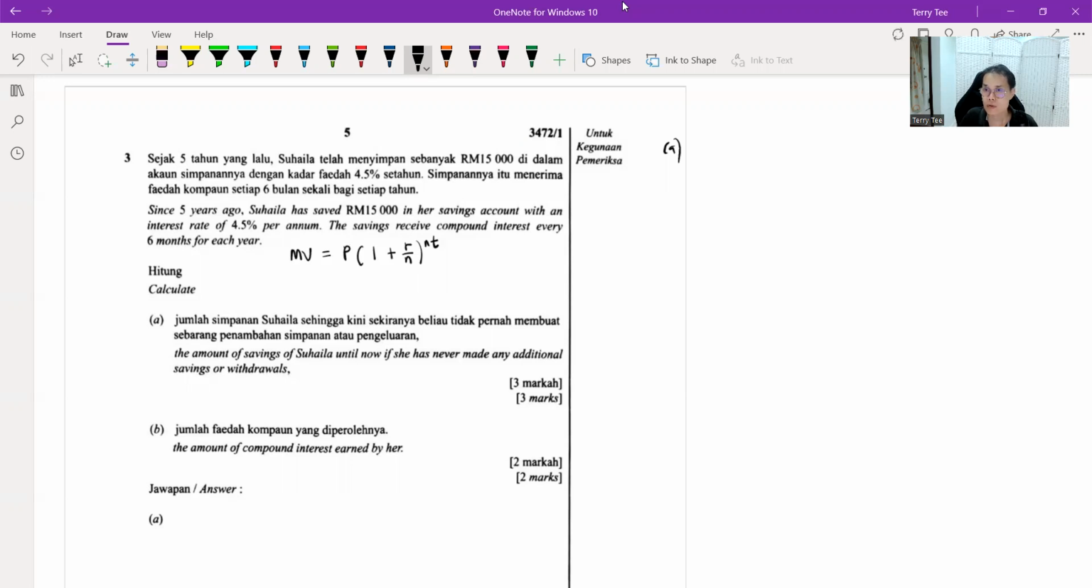Okay, so the first thing, if you want after 5 years, you know your n should be 5 times 2, which is 10, right? Because 1 year you compound twice. n is a number of times you compound it. So we can say the amount, matured value, equals your principal, 15,000 here, times 1 plus your r is your interest rate, 4.5. In decimal, 4.5, you need to divide by 100, is 0.045. You divide by 2, power 2 times 5. t is number of years. So in this case, it's 10.